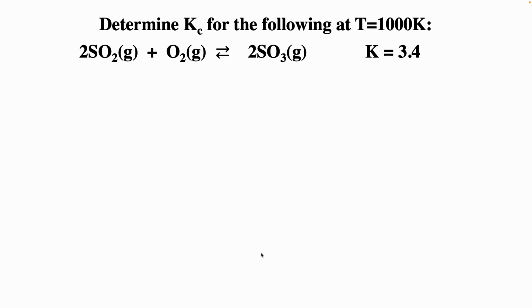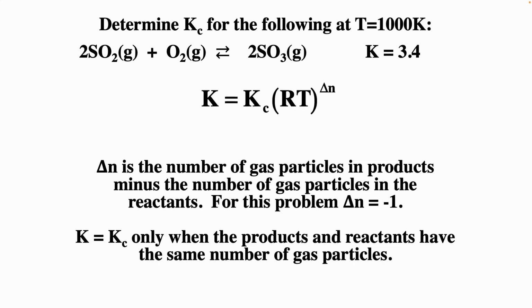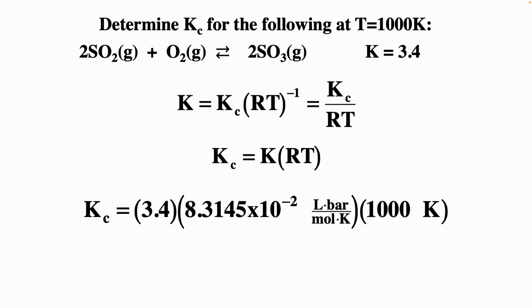Determine K sub C for the following at 1,000 Kelvin. And so we're given K. K equals K sub C times RT to the delta N. We've got 2 gas particles in the products and 3 gas particles in the reactants, so our delta N is equal to minus 1. That means K equals K sub C divided by RT. If we multiply both sides by RT, K sub C is equal to K times RT. And we are given our R is 8.3145 times 10 to the minus 2 liters bar per mole Kelvin.